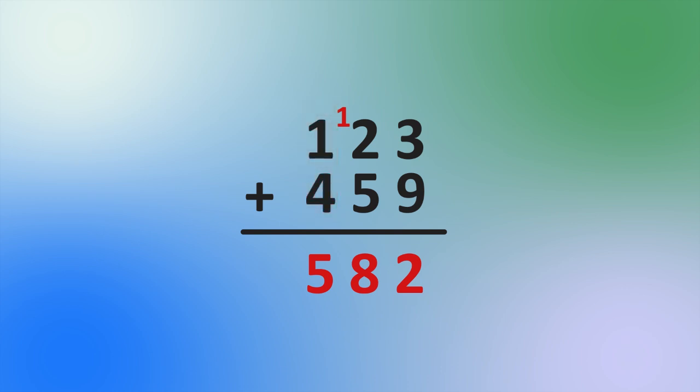Now, the sum of 123 and 459 is 582. Great job! Wow! Good job, kids! Let's all clap our hands. This time, I will share with you some tips and hacks in adding 3-digit numbers easily. Are you excited? Let's start.